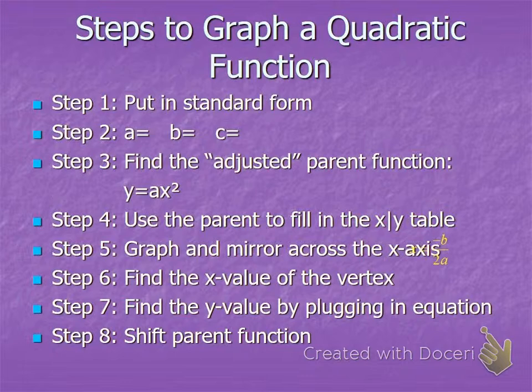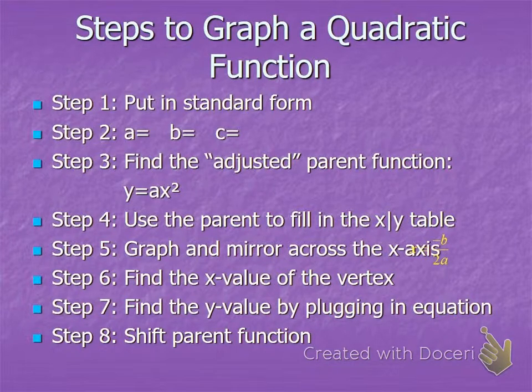Here's what we're going to do to graph. First thing we got to do is get it in standard form. It's like solving a quadratic equation by factoring or the quadratic formula. We got to get it in standard form. Then we're going to pick out what A, B, and C are. Then we're going to go ahead and graph what I like to call the adjusted parent function.